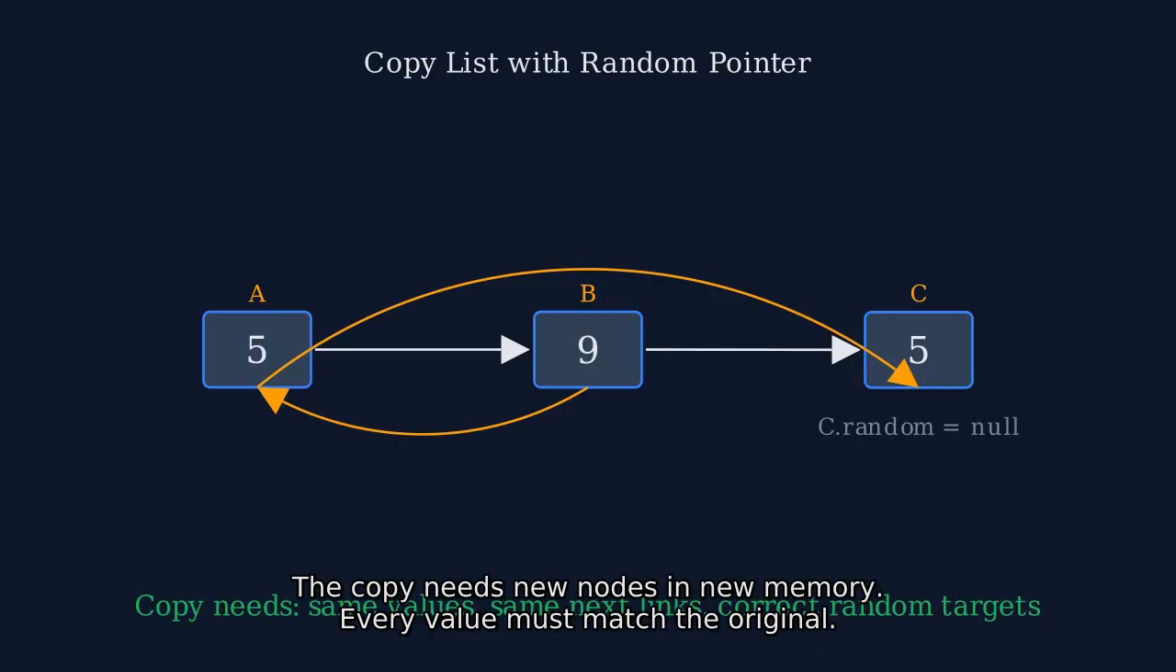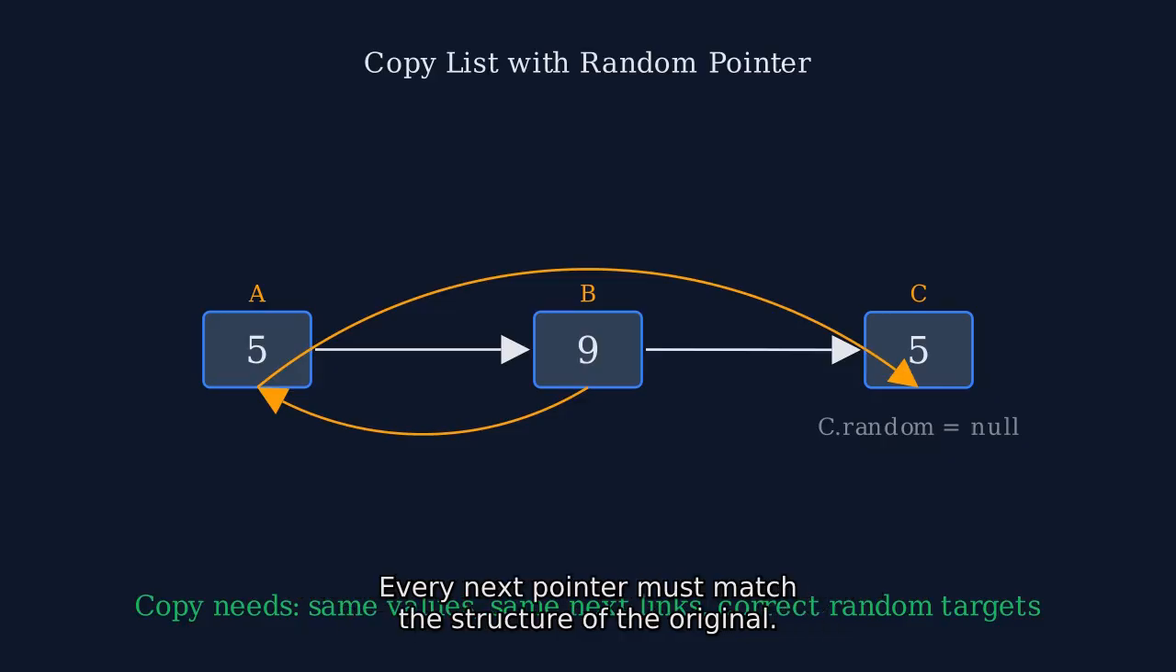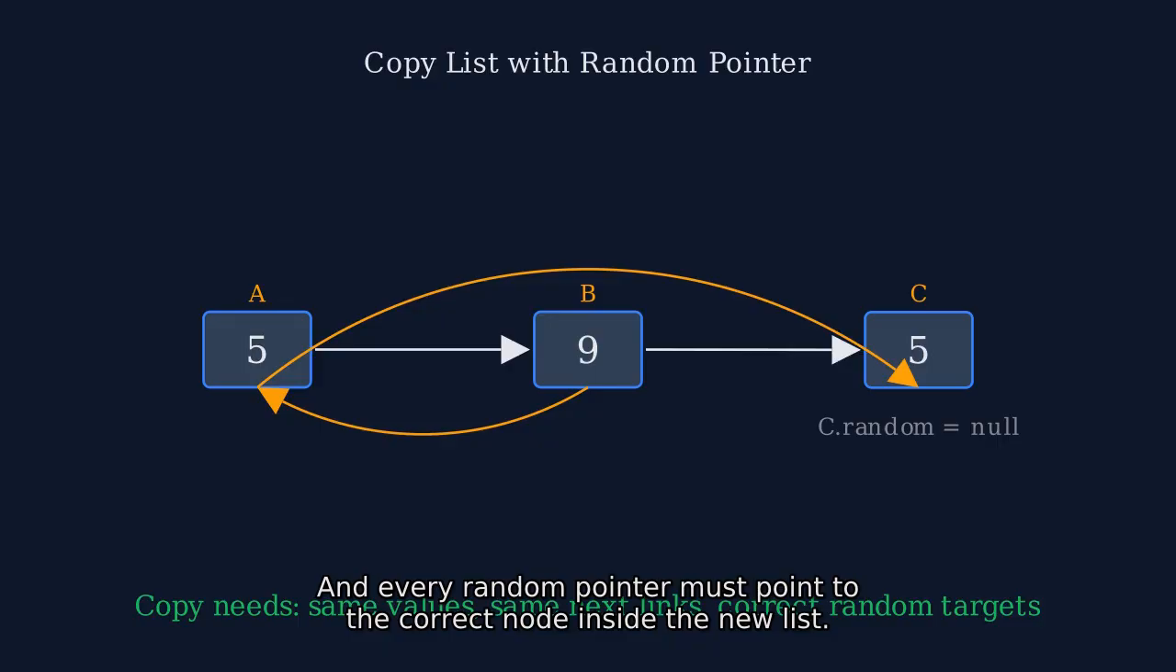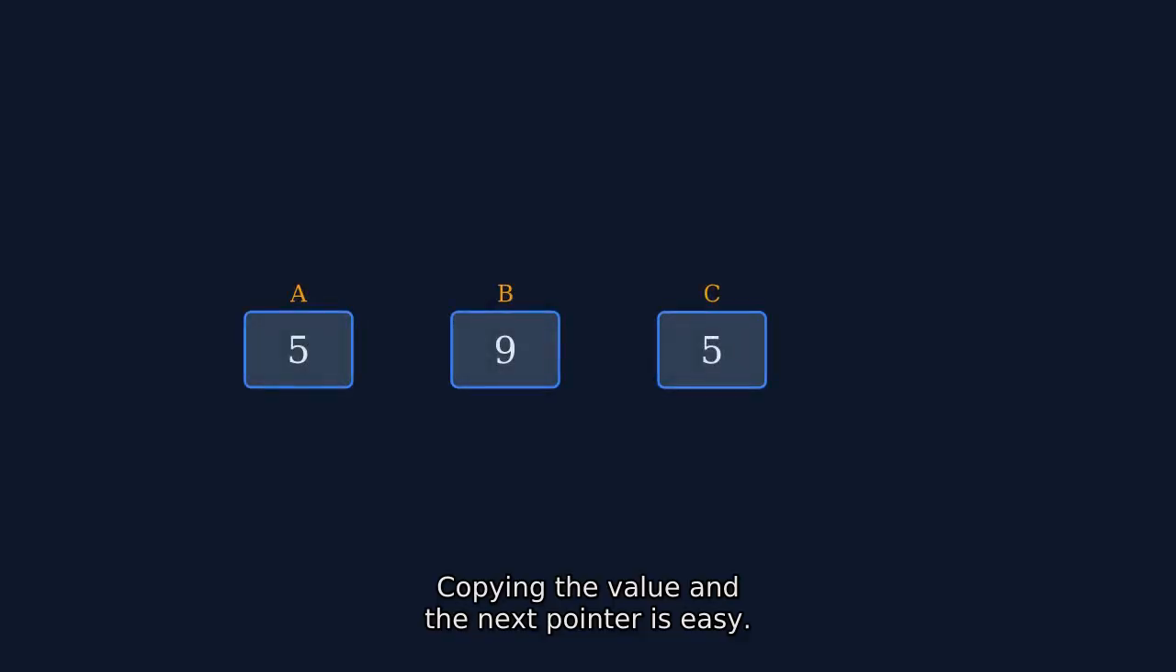The copy needs new nodes in new memory. Every value must match the original. Every next pointer must match the structure of the original, and every random pointer must point to the correct node inside the new list. Copying the value and the next pointer is easy.